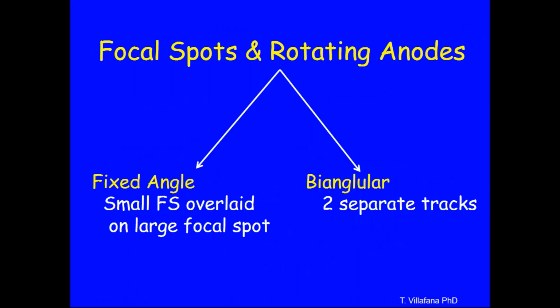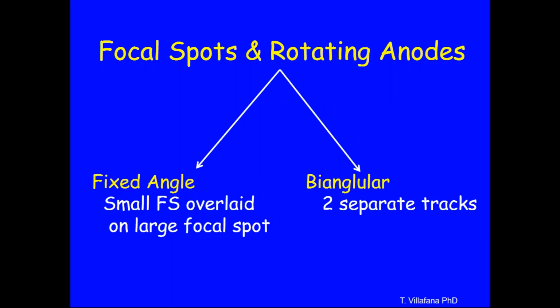Now we've been talking about these rotating anodes, and there's a little wrinkle to this. When you configure these rotating anodes, there are two types that are available in the market. You have a fixed angle anode, and you have a biangular configuration. Okay, when you have a biangular, that means that you have two separate tracks, one for the small or one for the large.